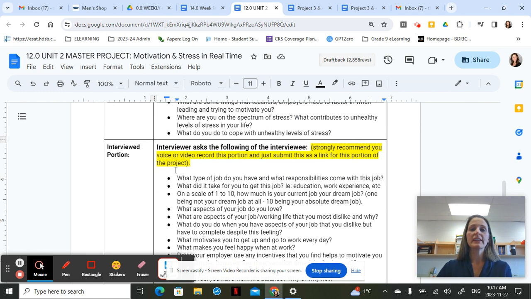Again, I strongly recommend that for this section, you just do a recording because then you don't have to scribe anything. And then it just takes that whole component out and you can just incorporate that video component for this section. You are going to host a professional interview. So you want to introduce the interviewee and their position, what they do for a living. And then you're going to go through these questions.